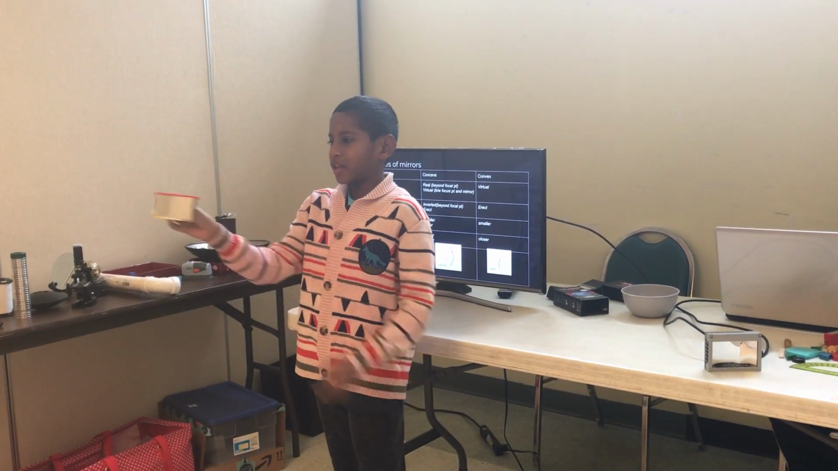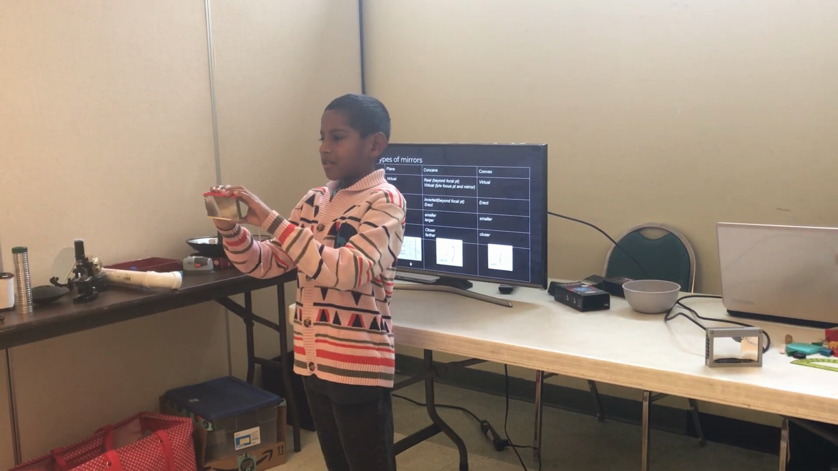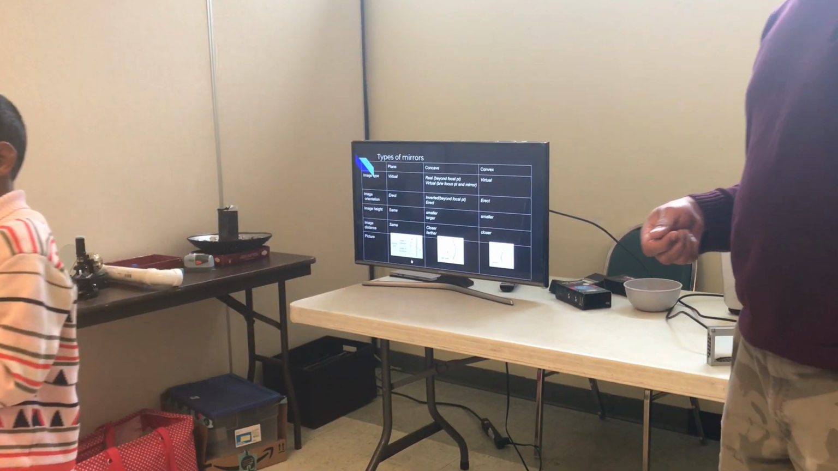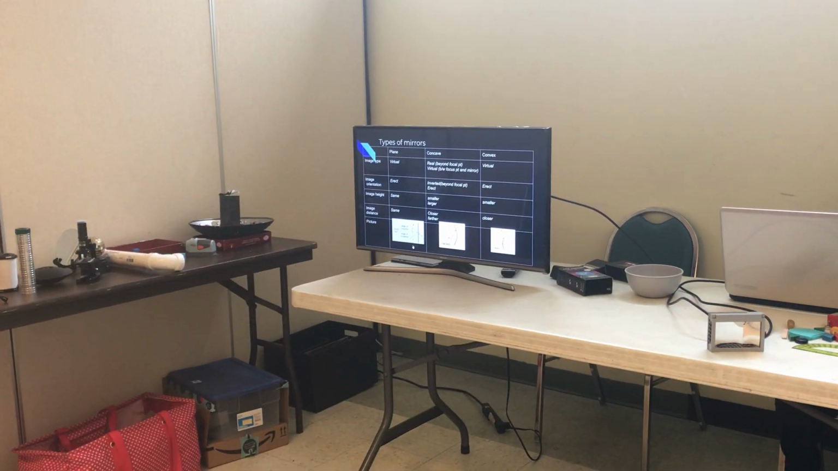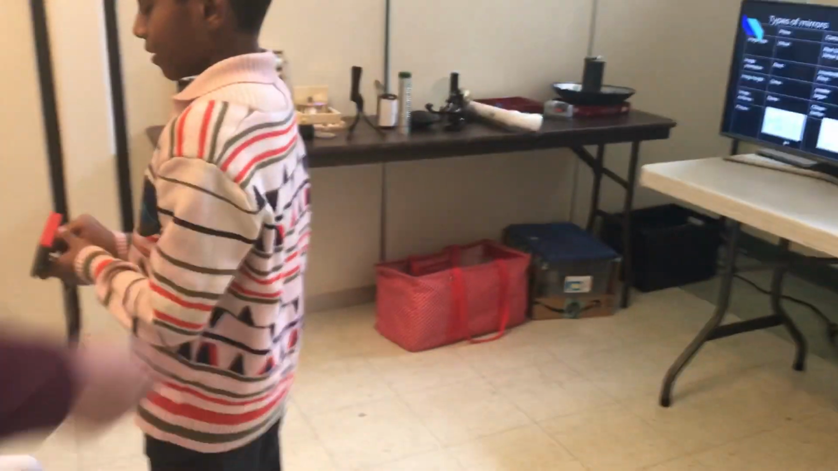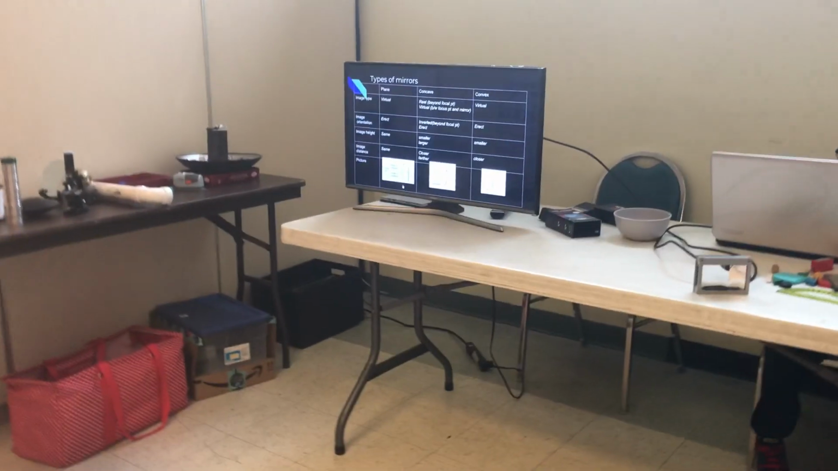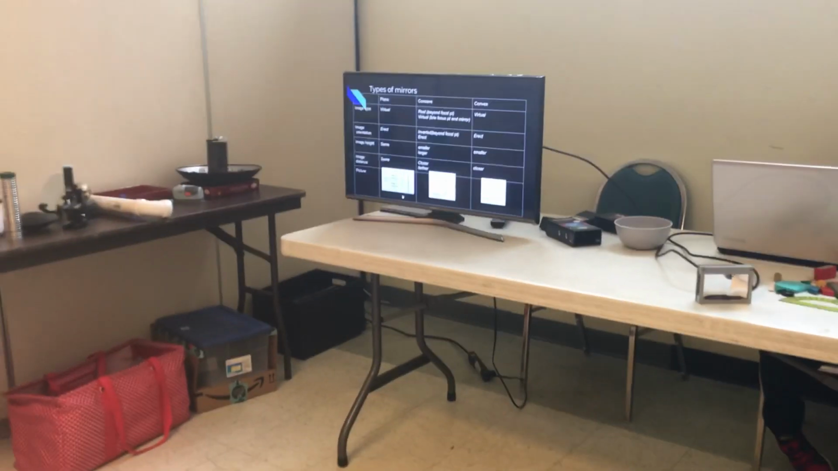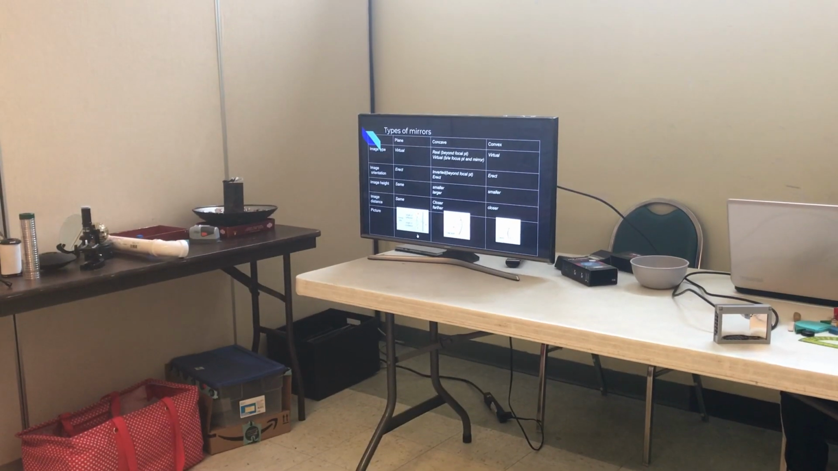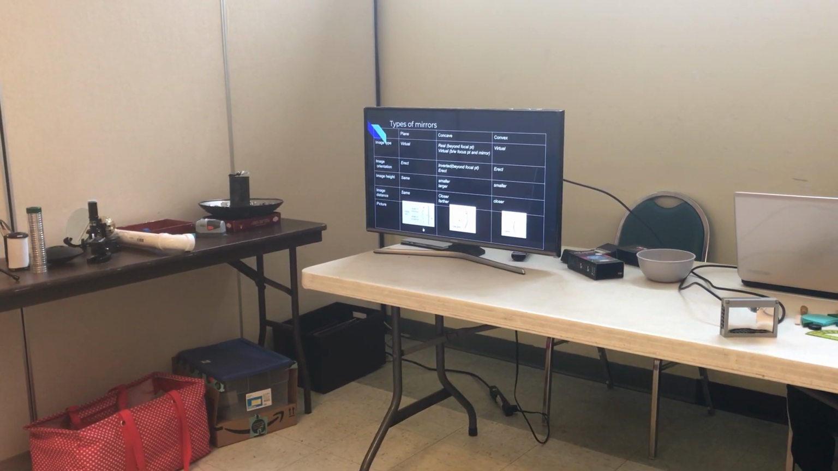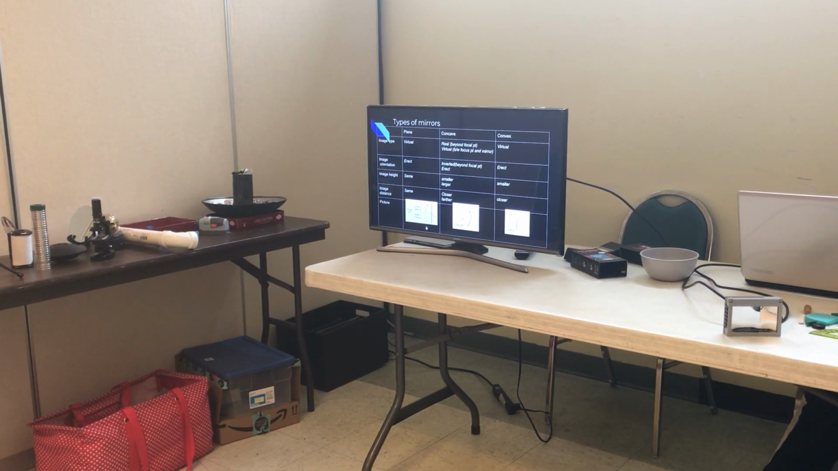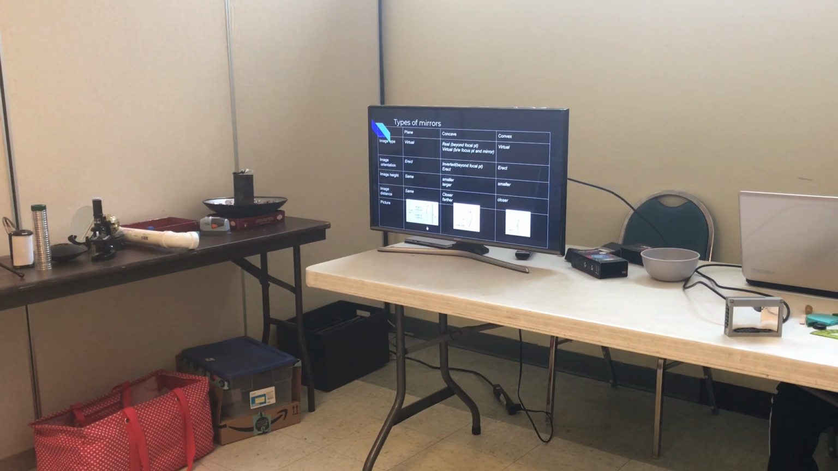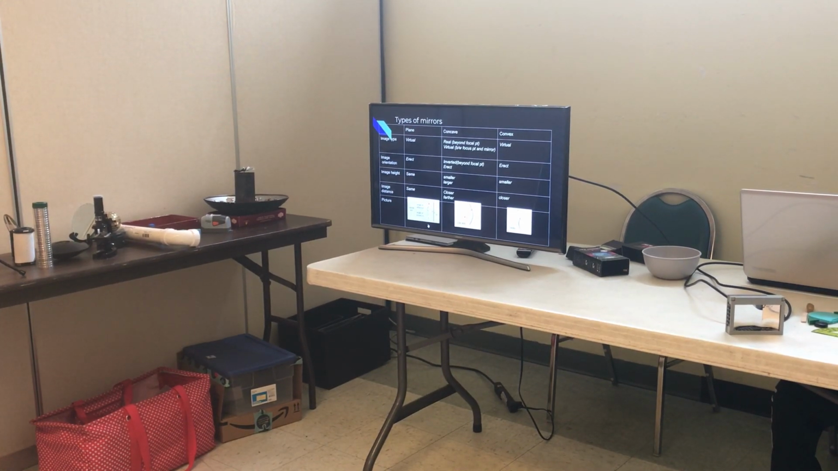Can you see your reflection in this? Take it closer. Can you see your reflection? Well, you can see your reflection at the same distance as you are from the mirror. Are you able to reach out and touch it?